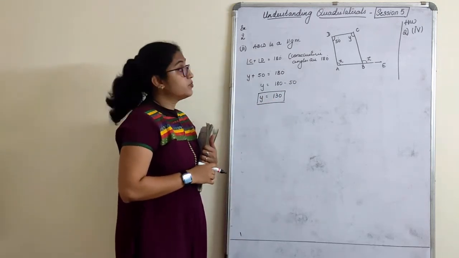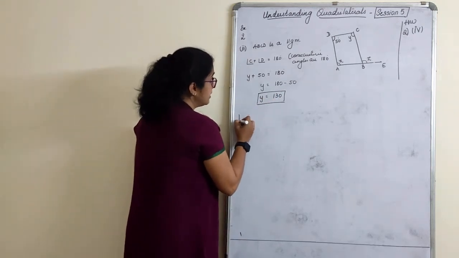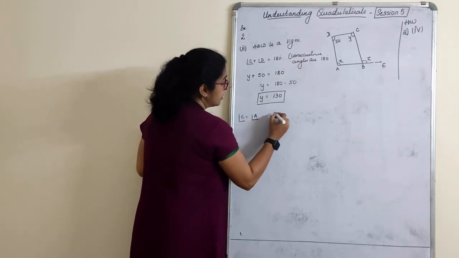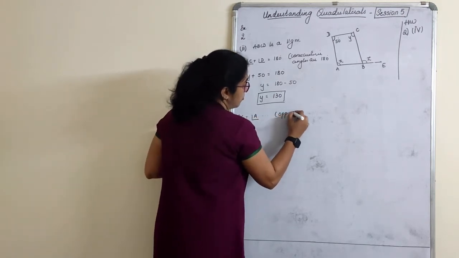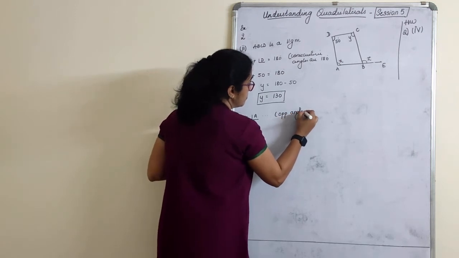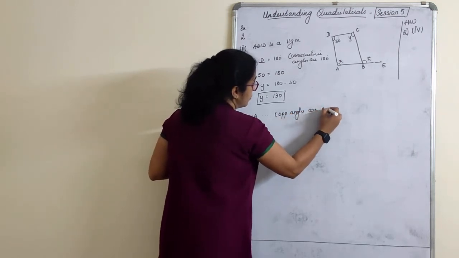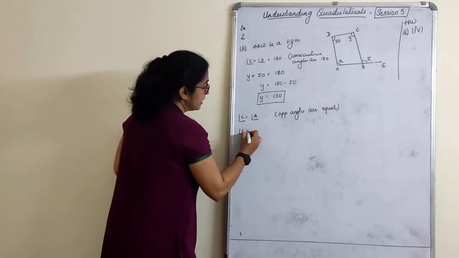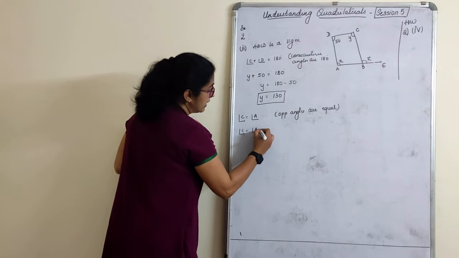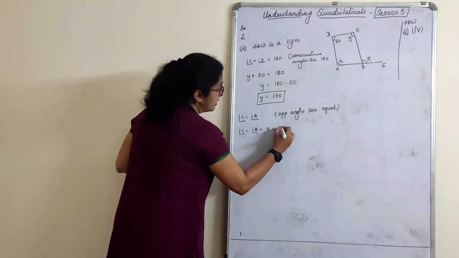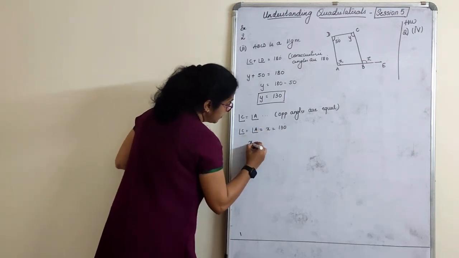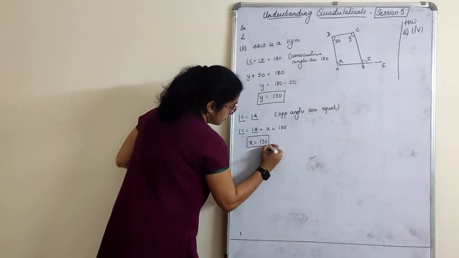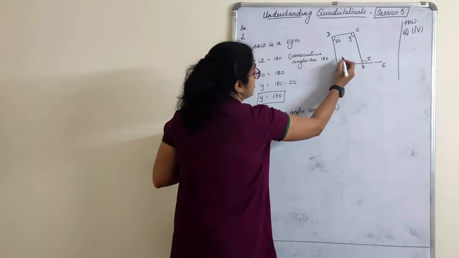Okay. So angle Y is 130 now. Can we directly say angle C is equal to angle A? Reason: opposite angles are equal. So angle C is equal to angle A, that is equal to angle X is equal to 130. So angle X is 130 degree. Okay, so this is 130.